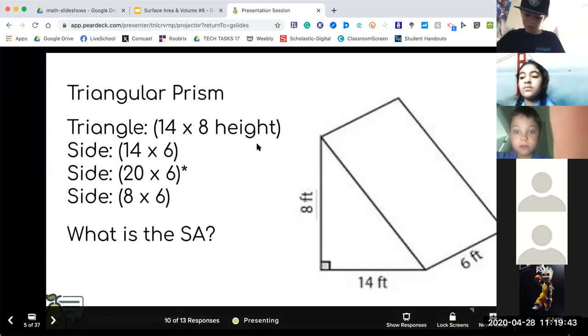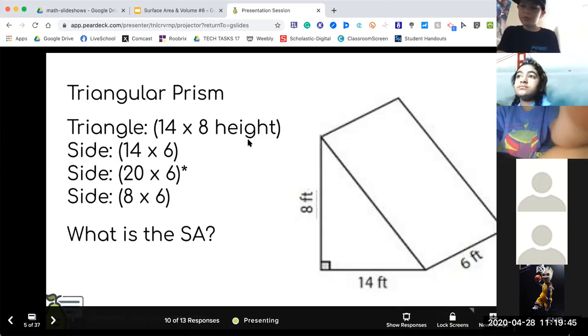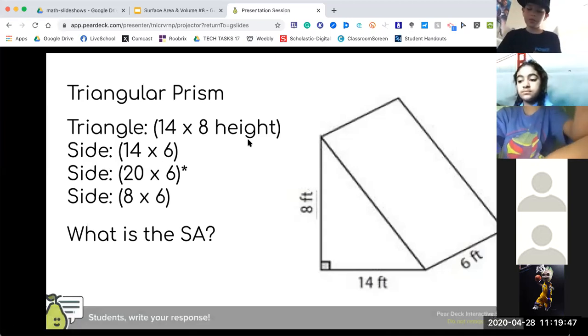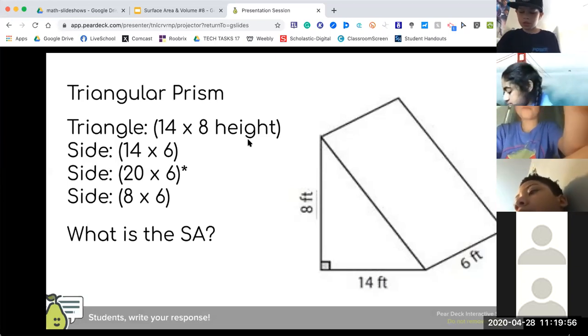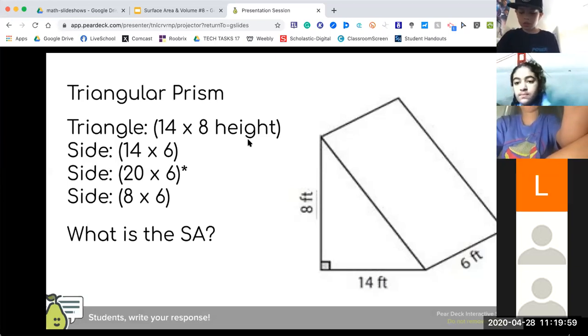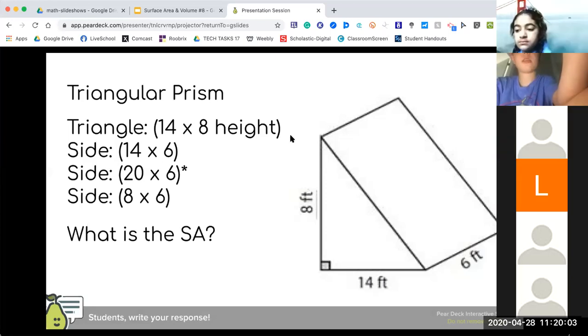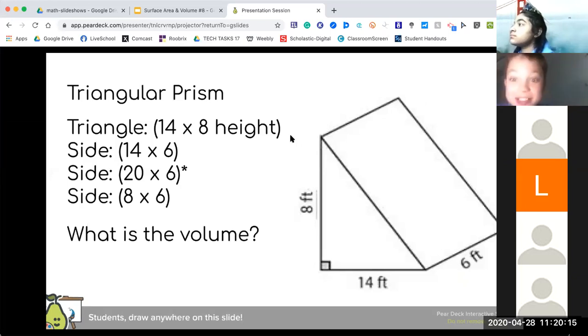Eli, can you tell us why it's in square feet, not cubic feet? Why is surface area in square feet instead of cubic feet? Because it says ft. Say again? Because it says feet, and it's also in square feet because it's area and volume would be the cubic feet. So, yeah, that's right. All right, next slide. We're moving on past.